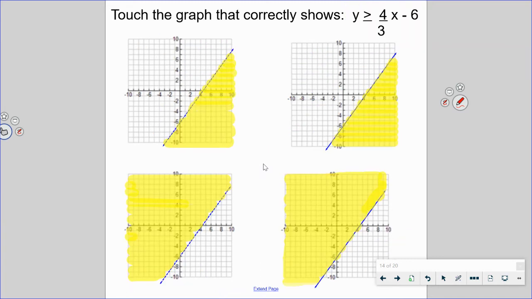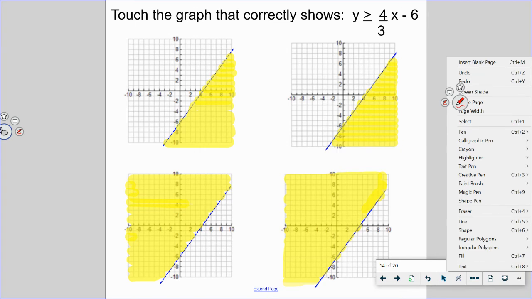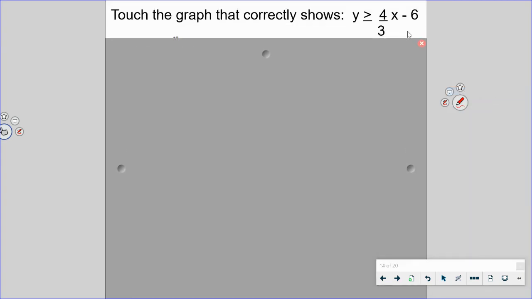All right, let's do the same thing again. Let me put a screen shade up real quick. Okay, go ahead. On your notes page, I would like you to graph the line for y is greater than or equal to 4/3 x minus 6. Decide if the points on the line are solutions or aren't solutions. If they are, color them in as in a solid line. If they're not solutions, leave it blank as in like a dashed line. And then decide which way you shade. Go ahead and hit pause. Come on back when you're ready.